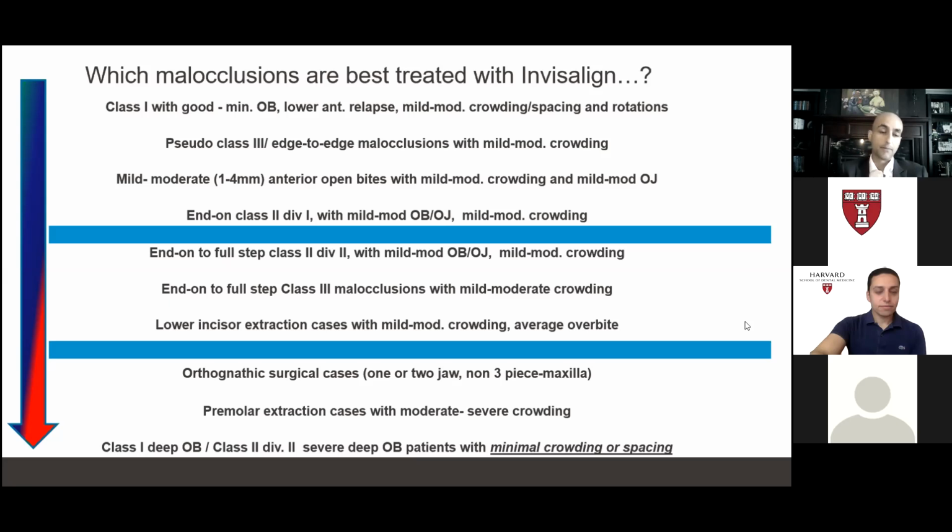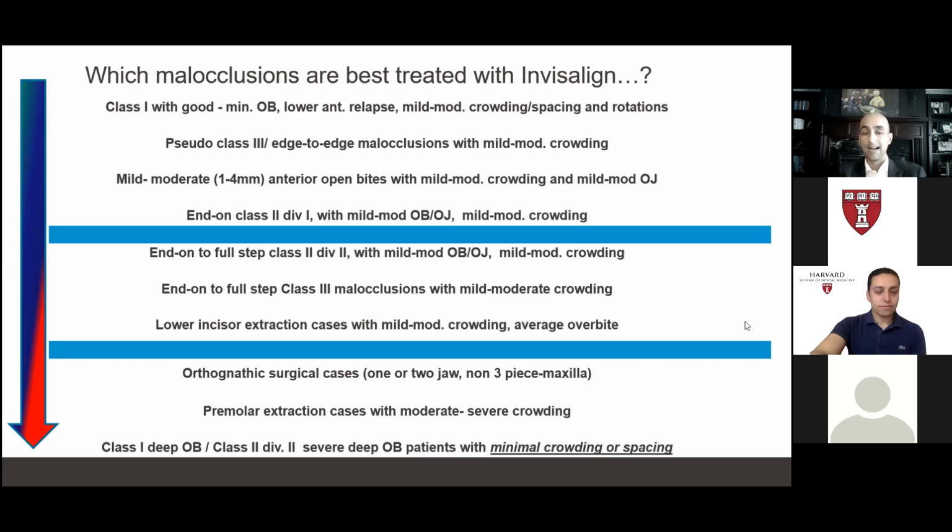The one at the bottom here, which I think is important to consider, is that the hardest cases to treat with Invisalign do not necessarily matter on the classification of the patient, meaning class 1 or class 2, but rather on the depth of the bite. Patients that have a very deep overbite, where you cannot procline the dentition, meaning that they present with minimal crowding or even spacing, in my opinion, should not be treated with aligners alone.